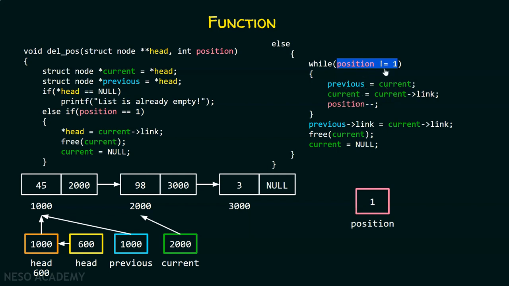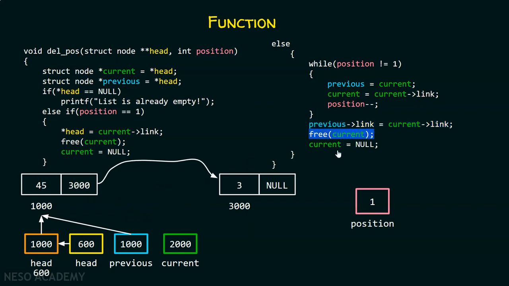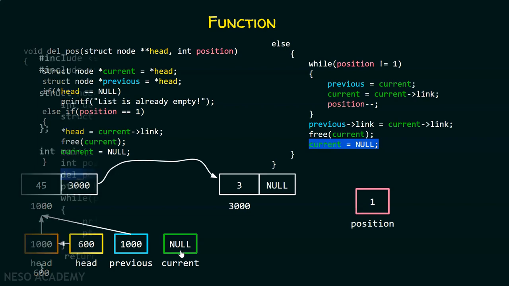Now as this condition is not satisfied, we will get outside of this loop and will come at this particular point. That is previous link equal to current link. We will update the link part of this node by this address 3000. That is what we are doing here. And then after that we will free the current. That means we will free this particular node. And here after this process we will put null in current. That is, we will replace this address by null.